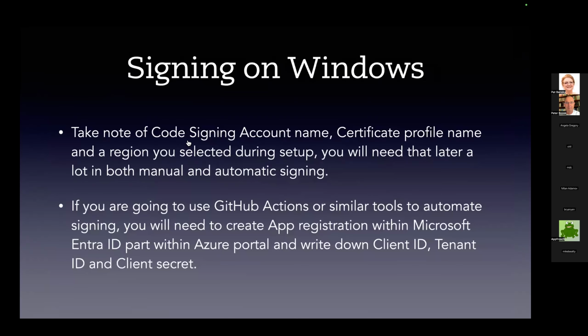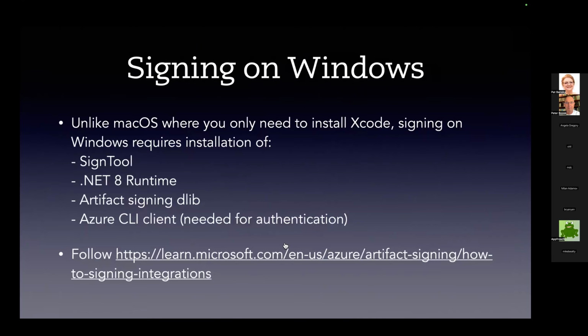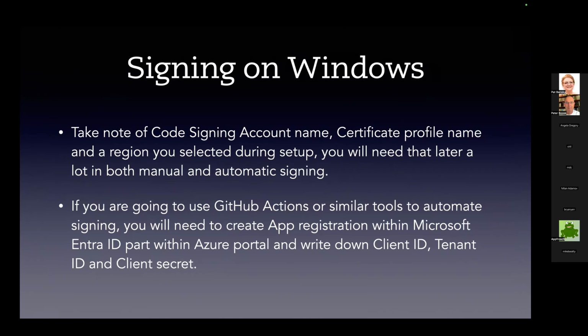So you have to take note of this because you will need everything, like I said: code signing account name, certificate profile name, region, actually the URL for the region. And if you're going to use GitHub Actions, as I told you, you have to register that application, and then you will also get client ID, tenant ID, and client secret, which you will need to use in GitHub Actions to actually get things signed.